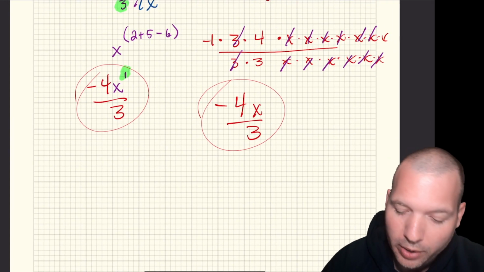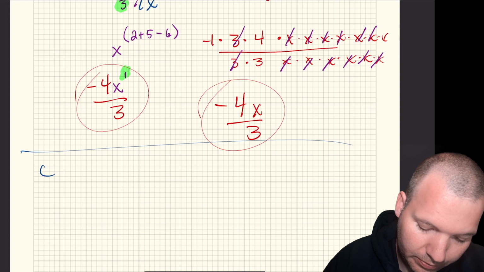Take a moment and work out check your progress number 3. Simplify that expression.